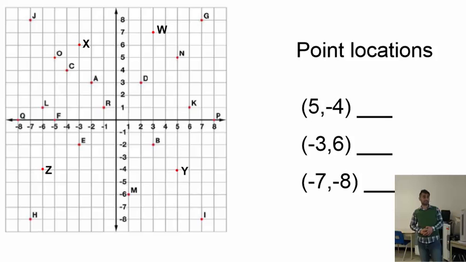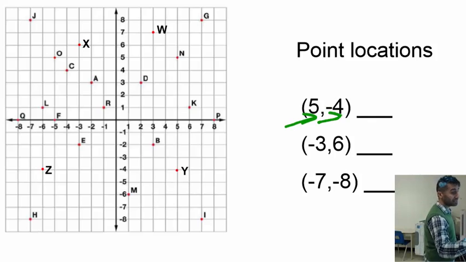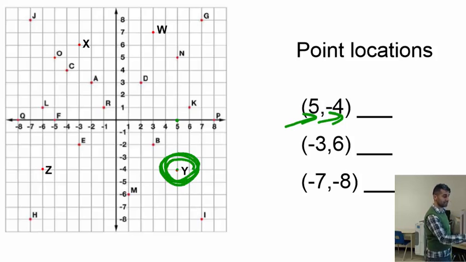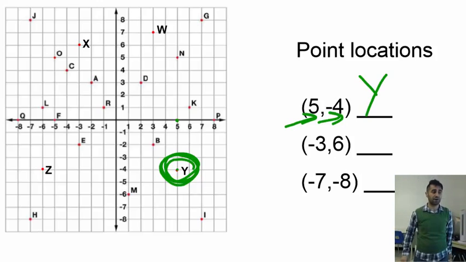Name the locations. It says, remember, x is first. Look at 5 and -4. 5 is here. -4 is not up there. They are positive numbers. So I'll go down. -4 is right there. It's the y. It's talking about y. So let's write down y. How about the next? -3, 6.